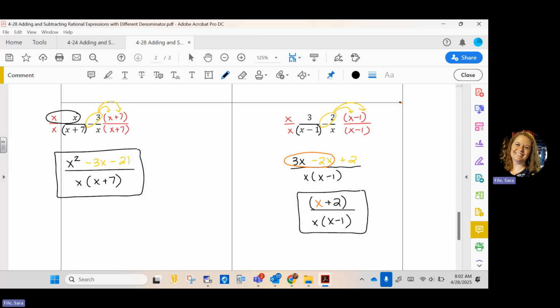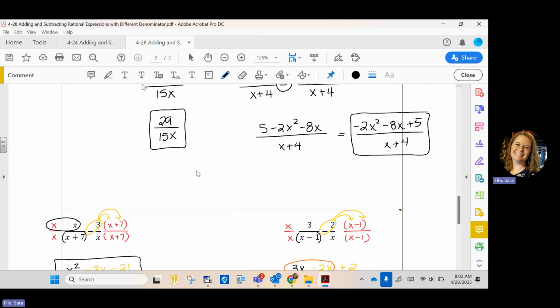Okay, so that's adding and subtracting rational functions. The first page was real basic. The common denominators were already there for you. This second page got a little more complex. We had to get common denominators first.